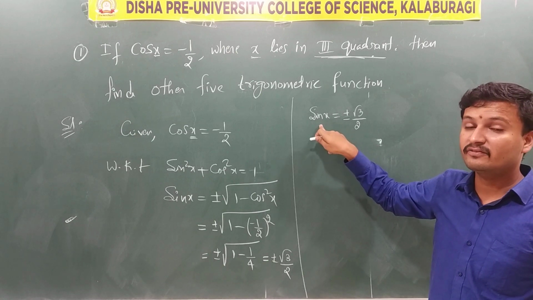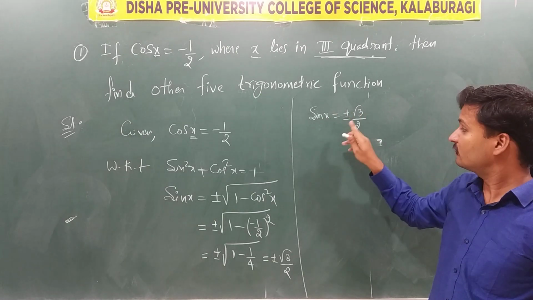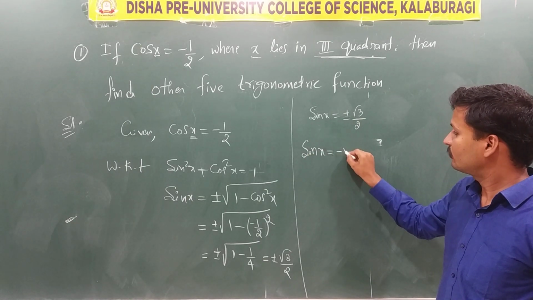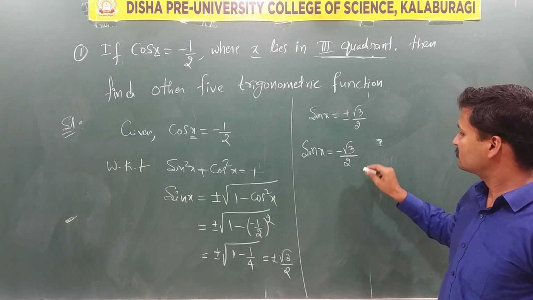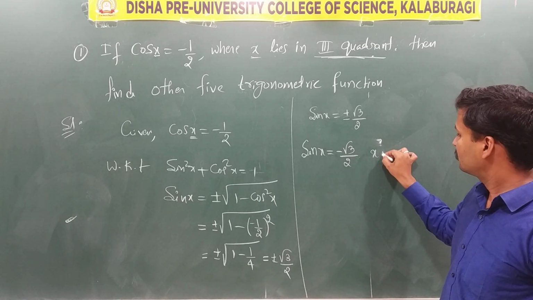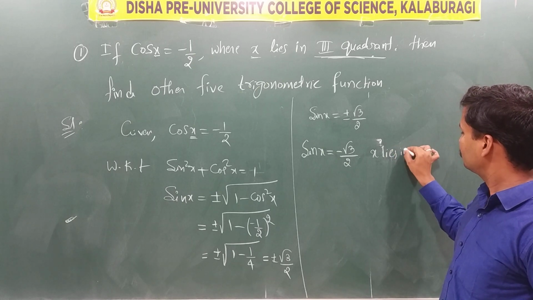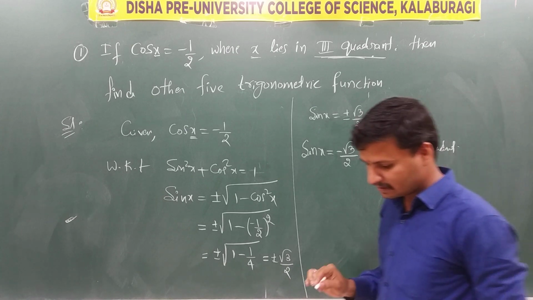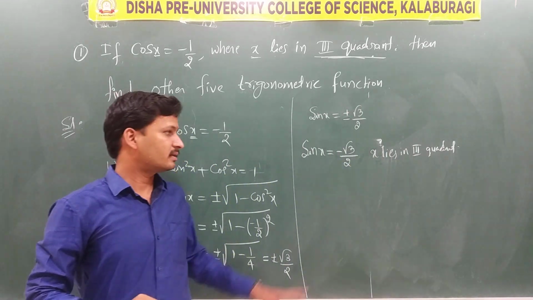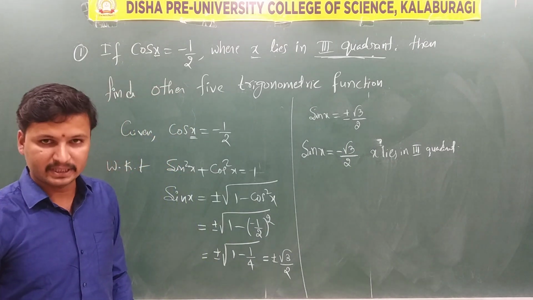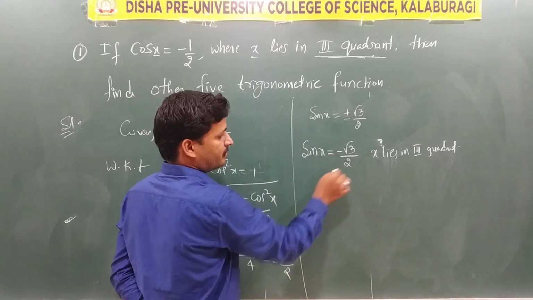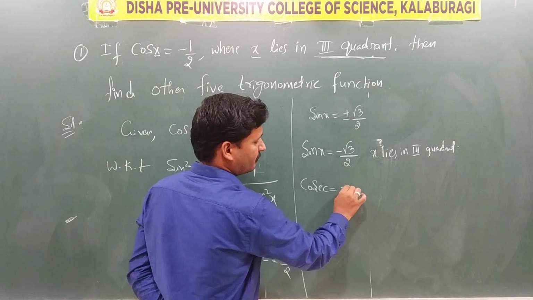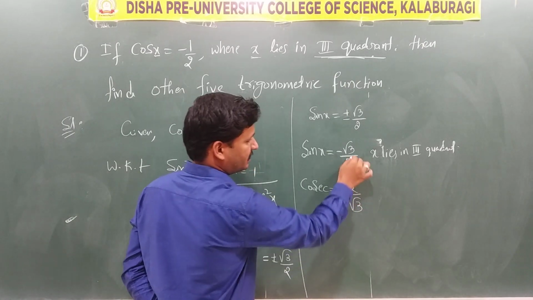In the third quadrant, the sine function is negative. So that we need to take minus. So that sin x is equal to minus root 3 by 2. This is because x lies in the third quadrant. Yes, if you know sin x is minus root 3 by 2, then obviously cosecant x is equal to minus 2 divided by root 3. Just take the reciprocal.